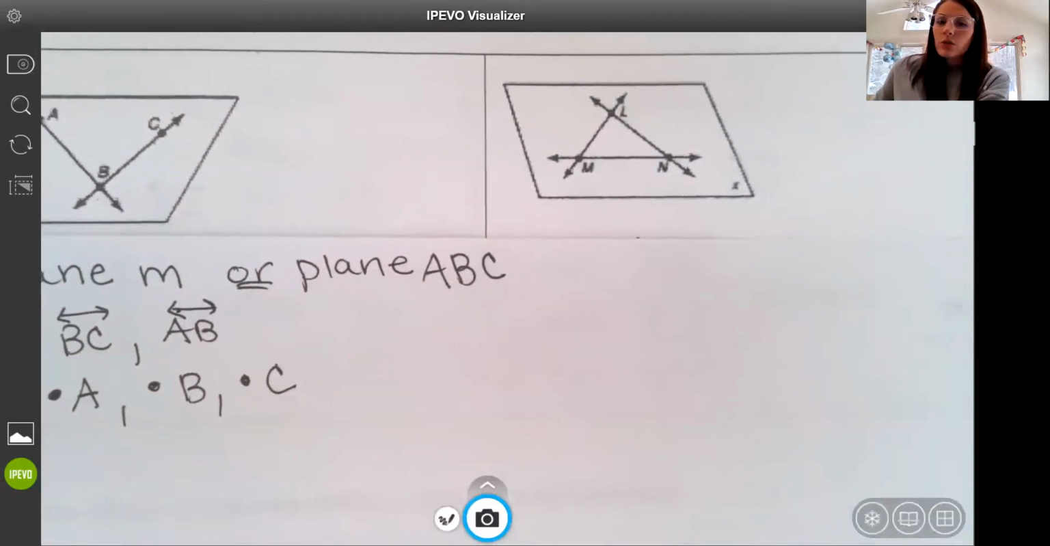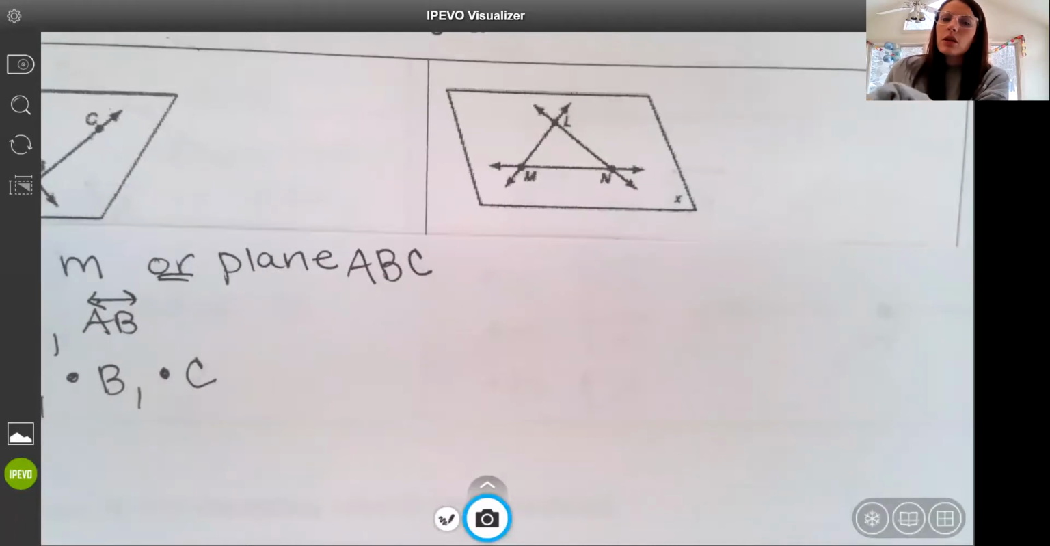So now, see if you can do this next one. Label all the lines, all the points, and label the plane that you have in that diagram.